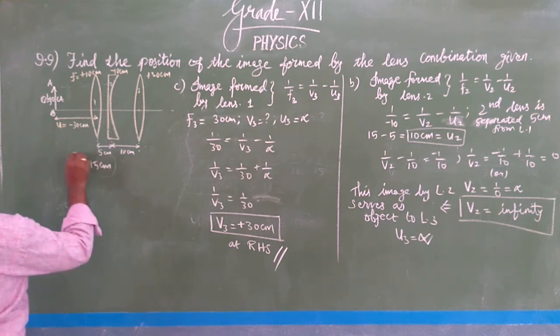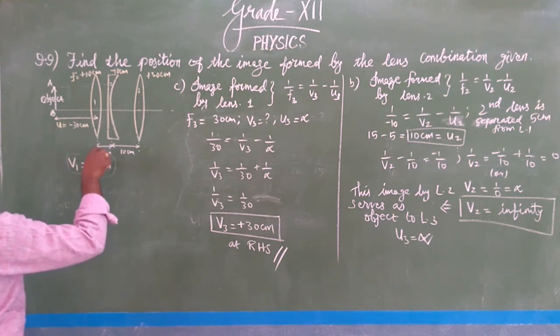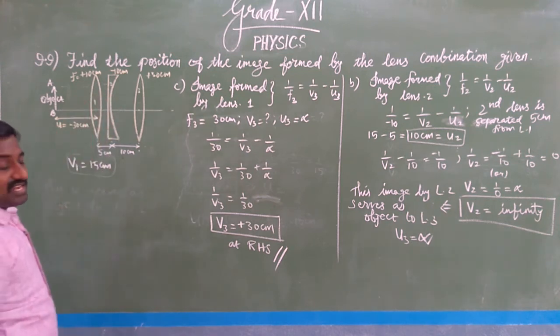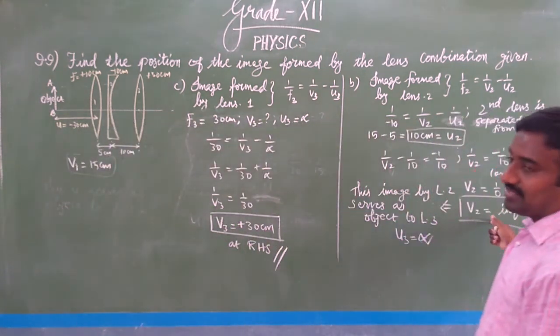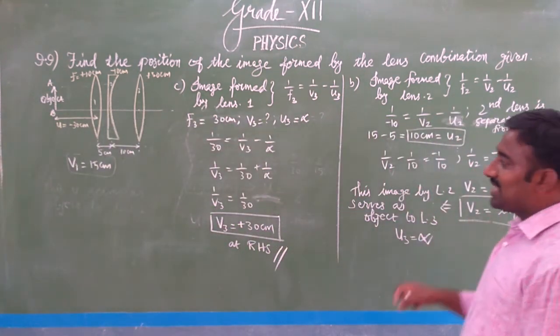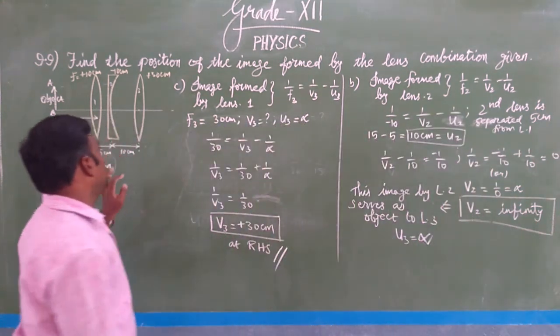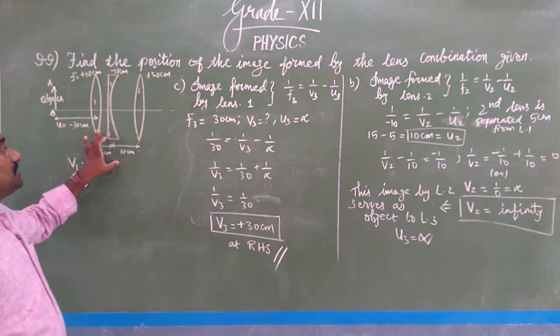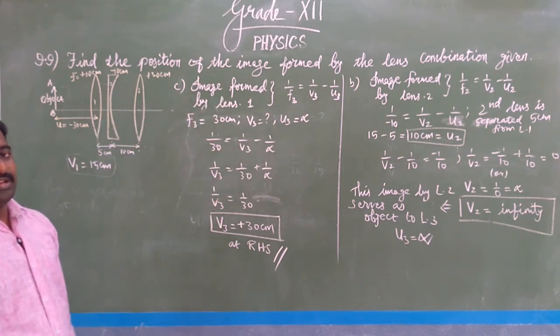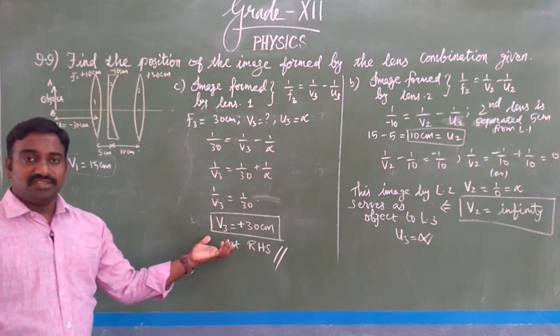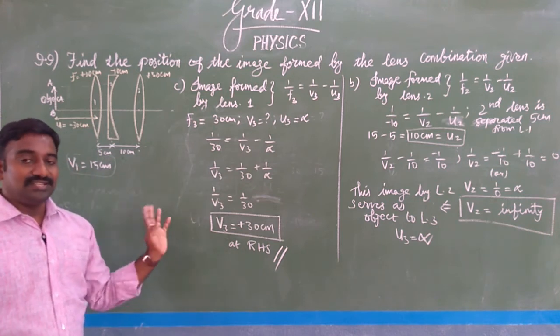This image serves as the object to the second lens. Then the final image obtained by the second lens is at infinity. Then the image formed by the second lens serves as the object to the third lens. Then the final image is obtained at 30 centimeter. So this is the final image formed in this combination, that is at the right hand side.